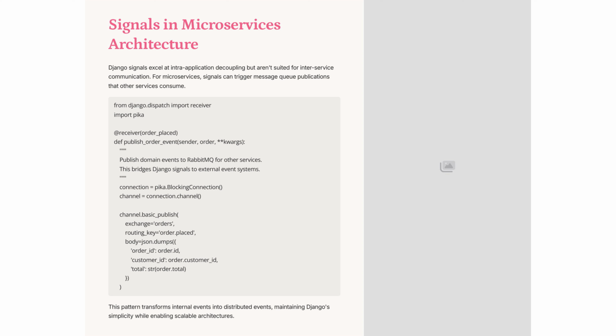Django signals facilitate intra-application decoupling, but aren't ideal for inter-service communication. In microservices, signals can trigger message queue publications, like RabbitMQ, for other services to consume. This pattern transforms internal events into distributed events, maintaining Django's simplicity, while enabling scalable architectures.